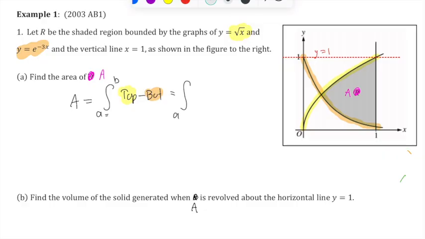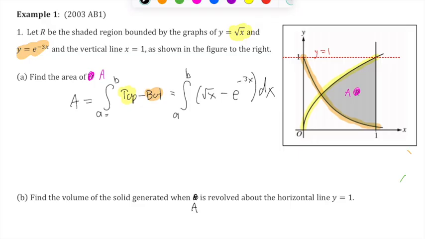So we have our integral from a to b. We'll find a and b in a second. Now our topmost equation is square root of x. Subtract our bottommost equation, which in this case is e to the negative 3x, dx. And you'll just type this into your calculator.